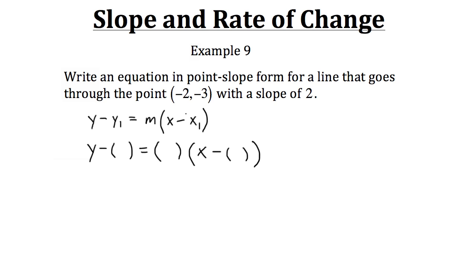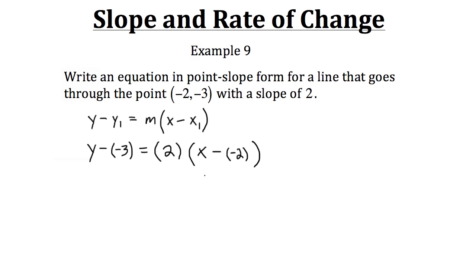Well, our y1 is -3, so we'll put a -3 in here for y1. Equals our slope, which is 2, times x minus x1. So now we just need to put our x1 in here. Since our x is -2, we'll put a -2 in there for our x1.